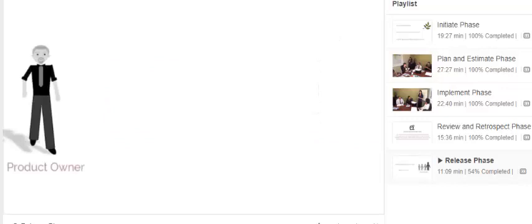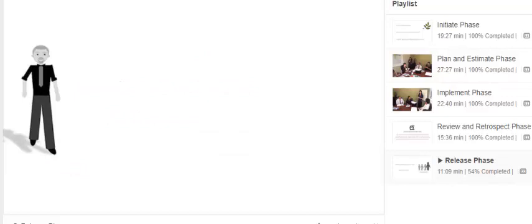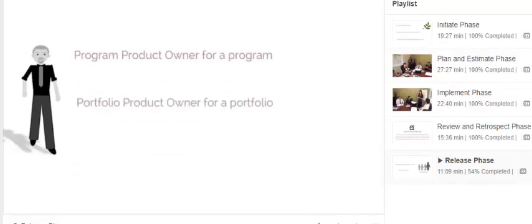Product owner. The product owner is the person responsible for maximizing business value for the project. He or she is responsible for articulating customer requirements and maintaining business justification for the project. The product owner represents the voice of the customer. Corresponding to a product owner role in a project, there could be a program product owner for a program or a portfolio product owner for a portfolio.